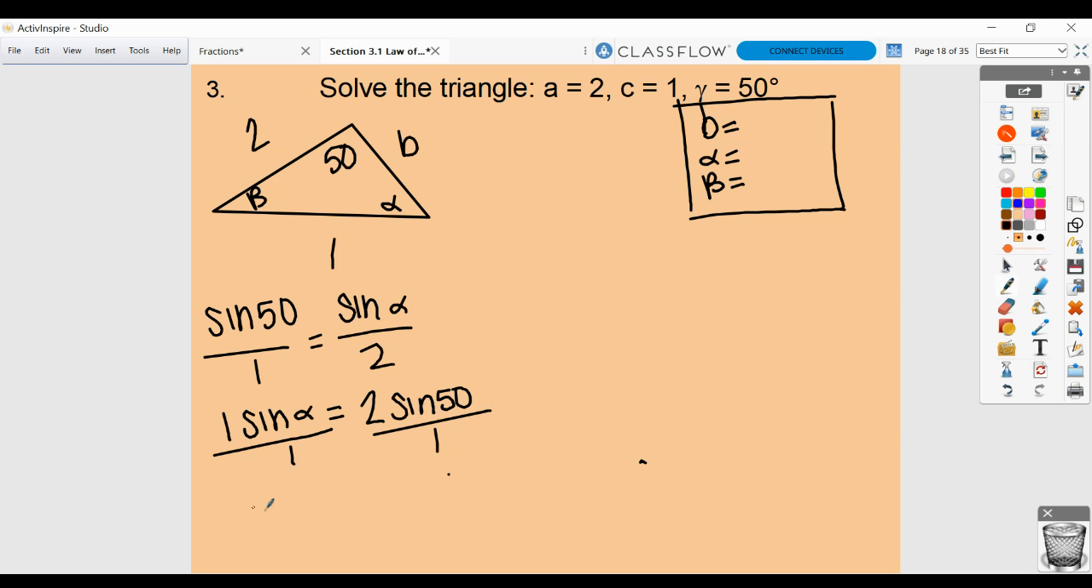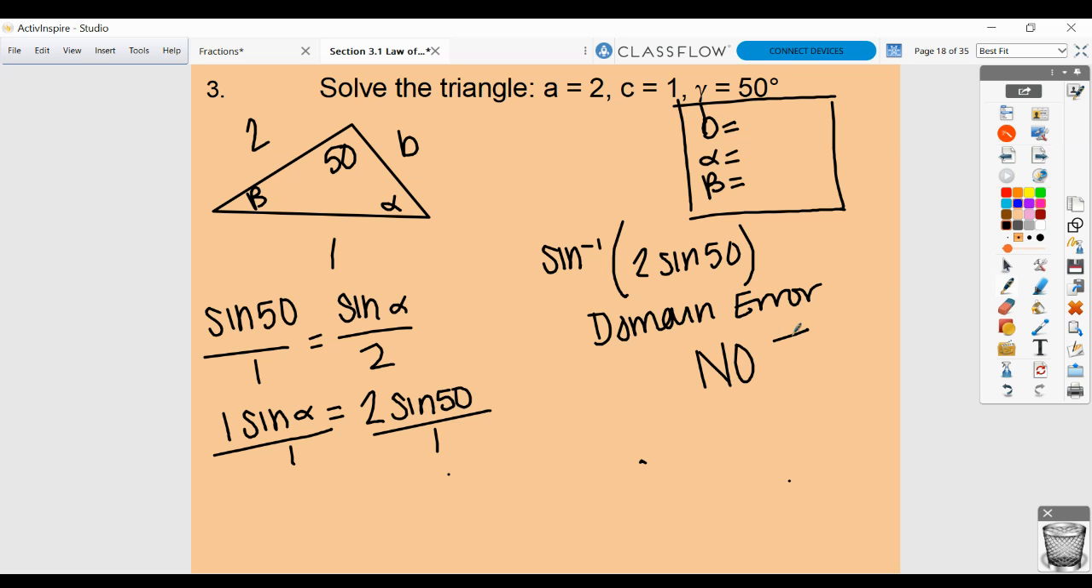Divide by 1. And then since you're looking for the angle, you have to do the inverse. So sine inverse of 2 sine 50. You don't have to divide by 1 there because anything divided by 1 is itself. So inverse sine of 2 sine 50. What ends up happening, your calculator gets a domain error, which means that there is no triangle.